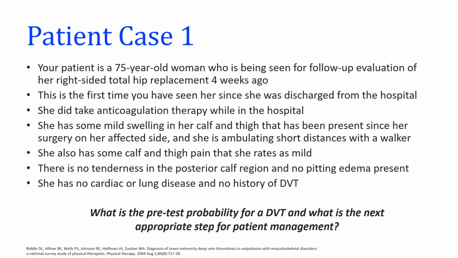She reports mild swelling in the calf and thigh that has been present since surgery, along with mild calf and thigh pain. On examination, however, there is no posterior calf tenderness and no pitting edema, and she has no history of DVT or cardiopulmonary disease. Prior to moving forward, use the Wells criteria to estimate her pretest probability of DVT and determine whether further testing, such as a D-dimer lab test or ultrasound, is warranted.